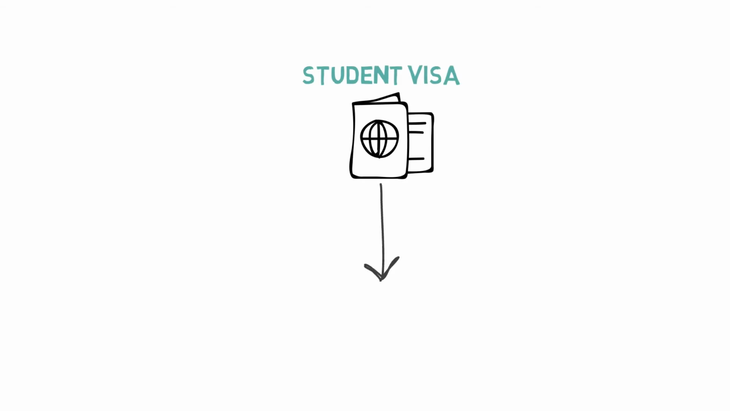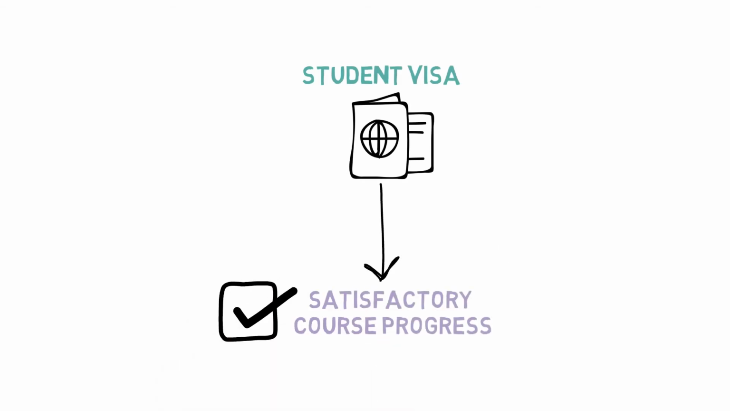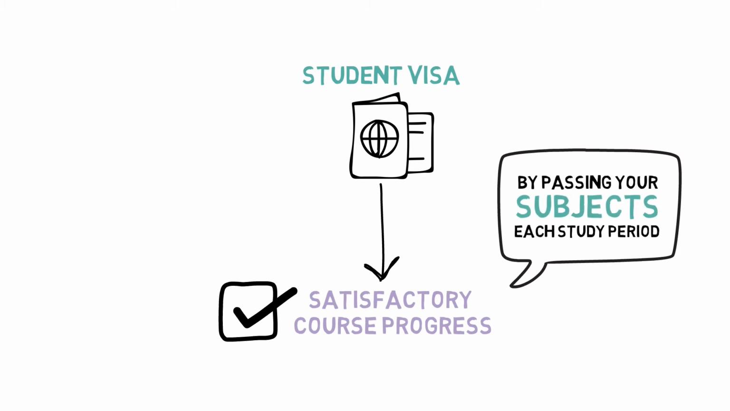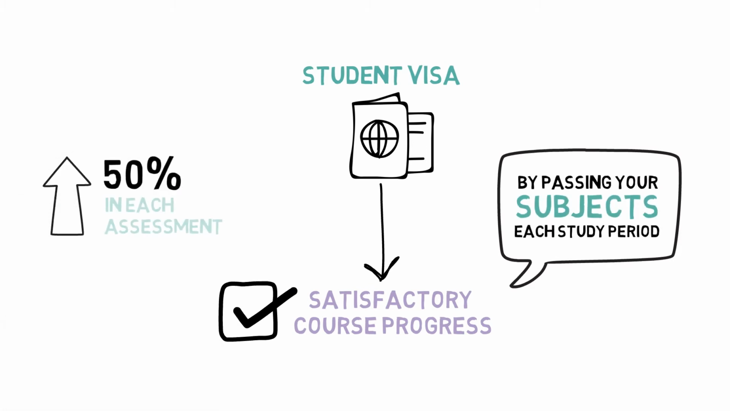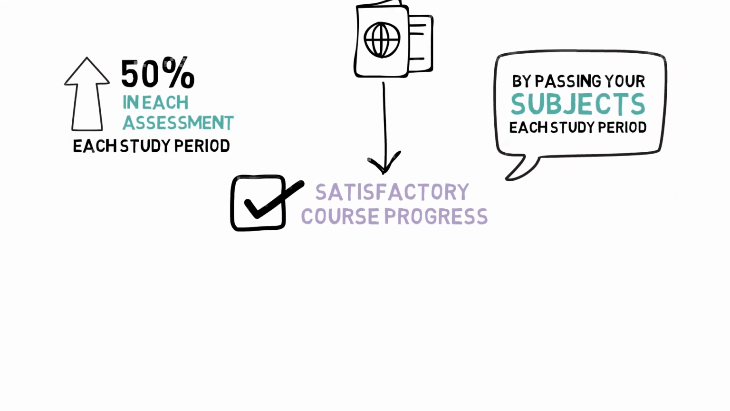If you hold a student visa, you're required to maintain satisfactory course progress. This means that you must successfully complete 50% of your subjects each study period. At APC, a term is also known as a study period. Successful completion of a subject means that you have fulfilled all the performance criteria in each of your assessments. This will show as competent in the grade section for each assessment.